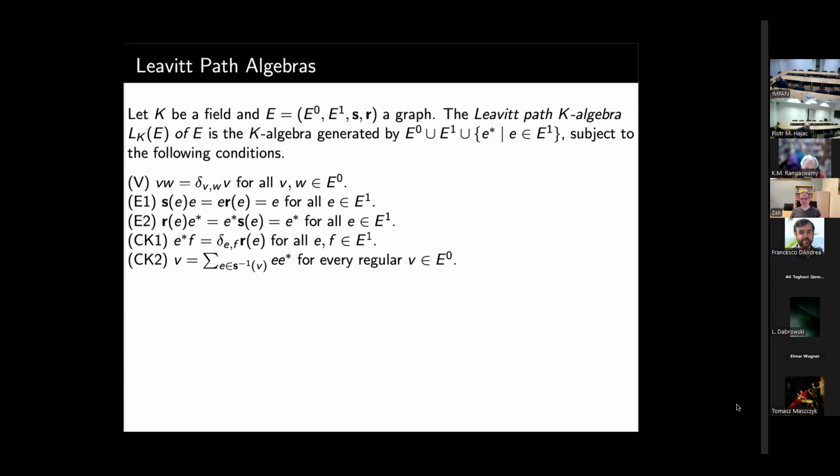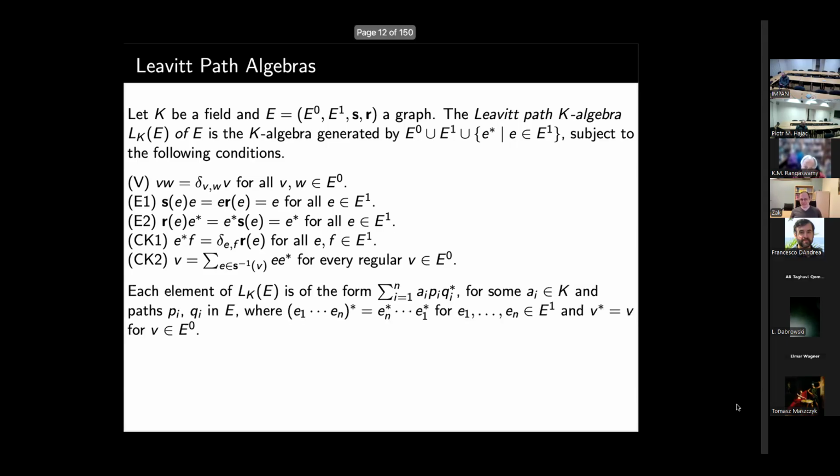So you take a field, you take a graph, and then you just generate an algebra using the vertices and the edges. But now, if we want to preserve some of that structure from before, we have to compensate for the fact that we no longer have an adjoint. And so the way we do this is we throw in these ghost edges that are denoted with stars. And then we try to keep as many of those relations as we can, particularly CK1, CK2. And then there are a few others to make up for the fact that we were not talking about orthogonal projections anymore and whatnot. So that's my understanding of what happens here.